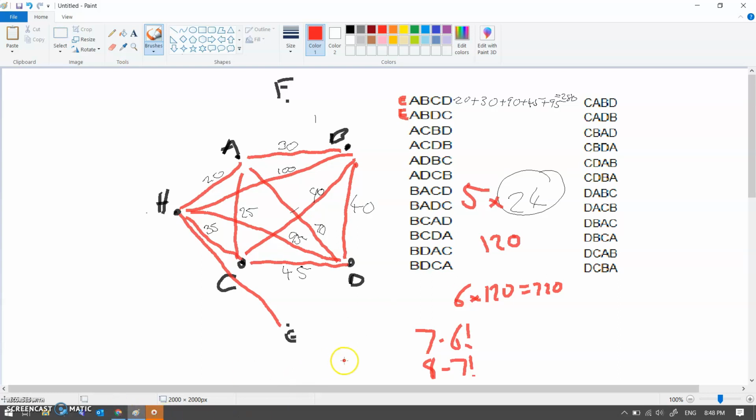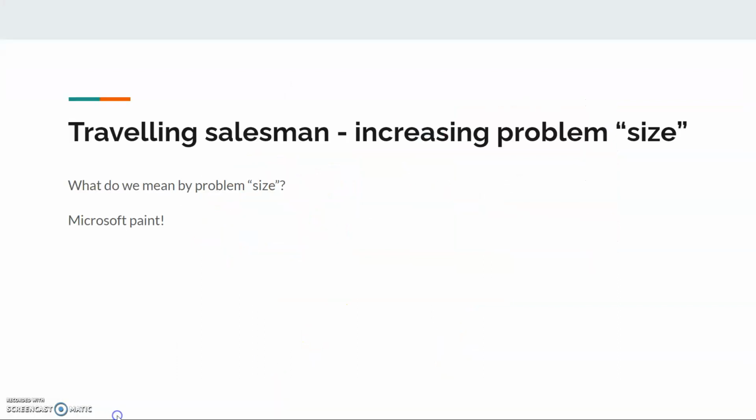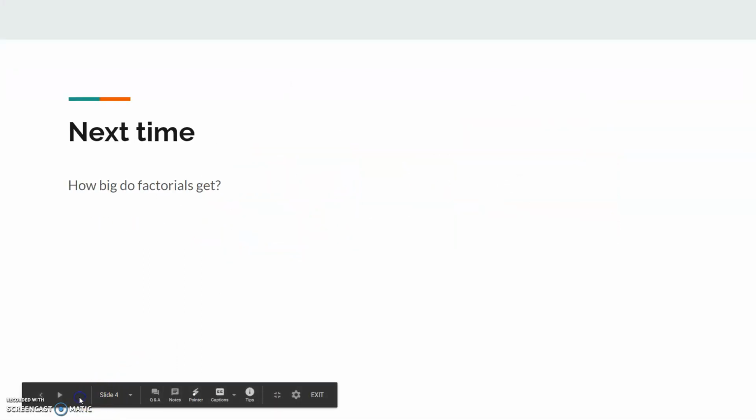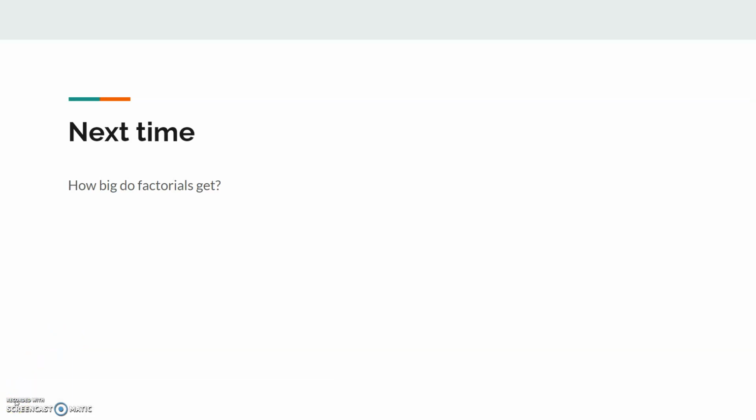So what we've shown here is that the number of routes that you have to check for a brute force algorithm goes up as a factorial related to the number of cities as you increase the number of cities. And in the next video, we're going to look a little bit further into those factorials and just decide how much of a problem the factorial is. Here's a clue, it's a big problem. See you next time.